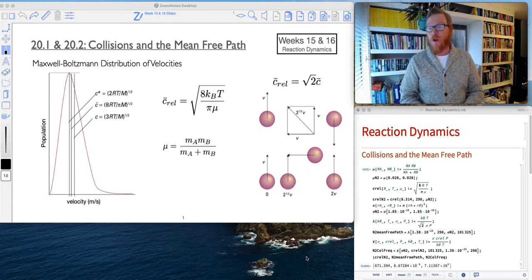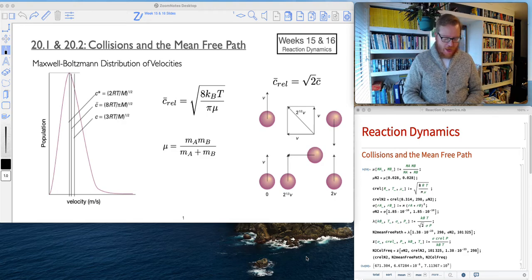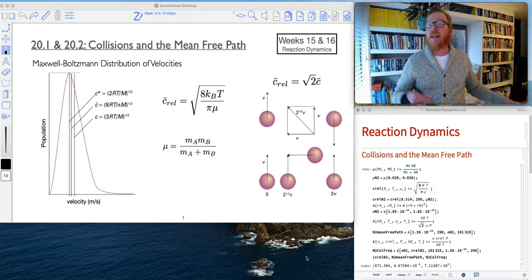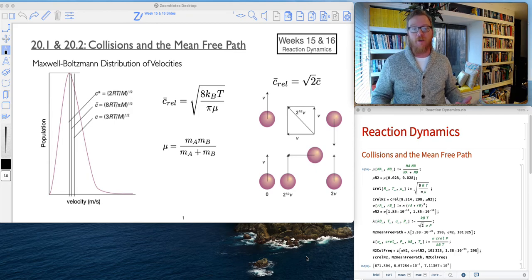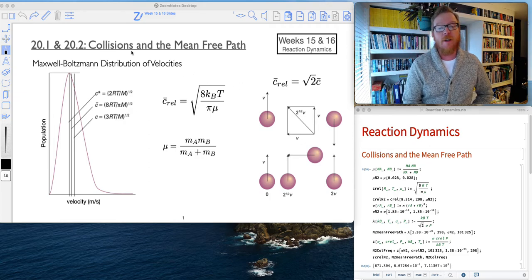I'm recording some fresh lectures here for our section on reaction dynamics. In this section, we're really going to dive deep and get into the fundamental details that are contributing to kinetics. So the first thing that I want to discuss is collisions and the mean free path.